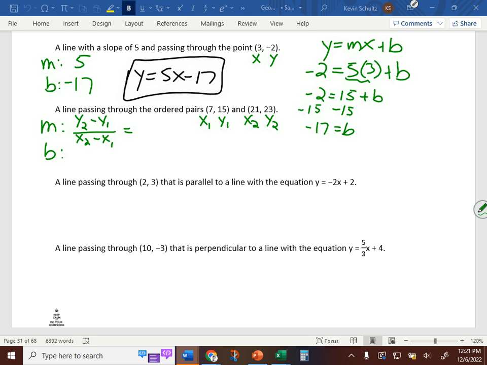This is last year PO22, right? y2 minus y1, 23 minus 15. 21 minus 7. Who said 23 minus 15? Me. Oh, do you see where I got that from? Yeah. Okay. That gives me 8 over 14, which reduces to 4/7.